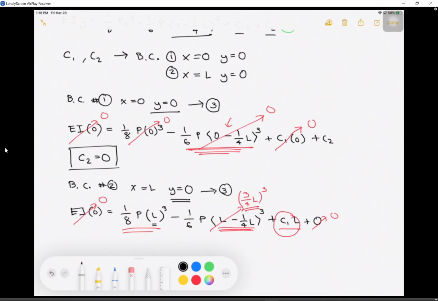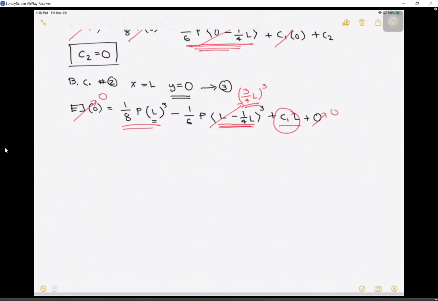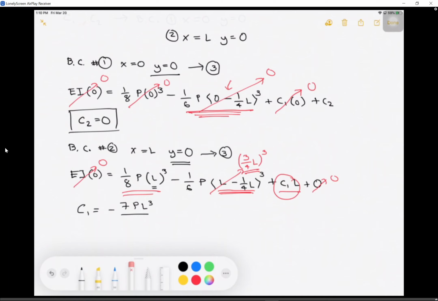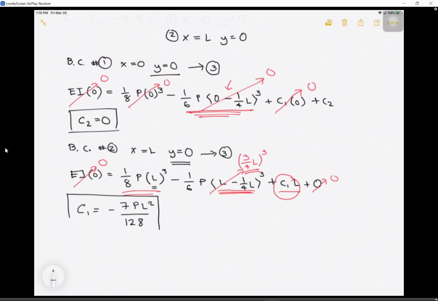Now, if you interpret that equation, you are going to get C1 is equal to negative 7 P L raised to 3 divided by, sorry, it's not 3, that should be 2. Okay, let's erase that one. Go back. So that should be raised to 2, divided by 128. So we have values for C1 and C2.